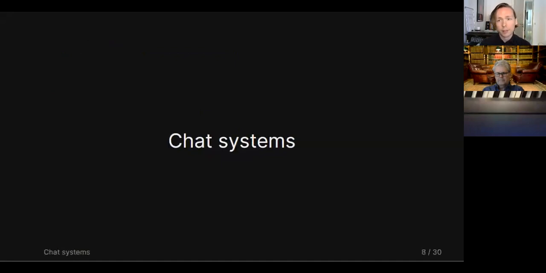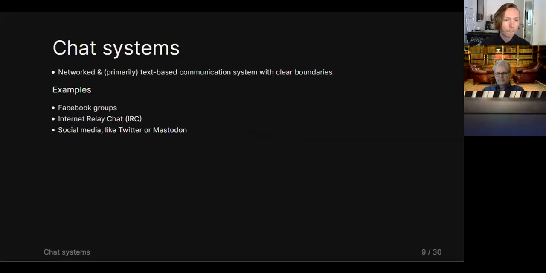But let's take a step back and get into the background. We'll start with chat systems, which is the core that everything in the thesis revolves around. The definition I use is a networked and primarily text-based communication system with clear boundaries. And if you step back from the stodgy definition, we understand intuitively what I mean. It's like a Facebook group, or another example is IRC and IRC channels, even stuff like social media, like Twitter, or an even better example, Mastodon.